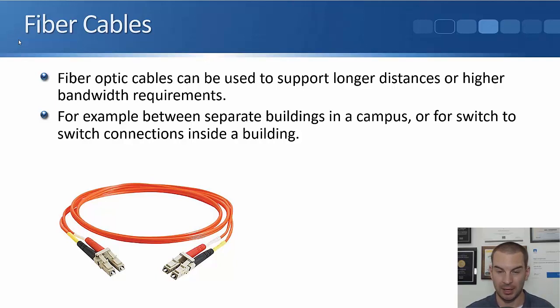When we are in a campus kind of environment, like maybe a university, and we want to cable our buildings together, typically the connections between switches in different buildings will use fiber optic cables. Another reason for using fiber is for those switch-to-switch connections inside a building, because we'll typically require higher bandwidth between direct connections between switches in the building, and copper might not be able to cut it.